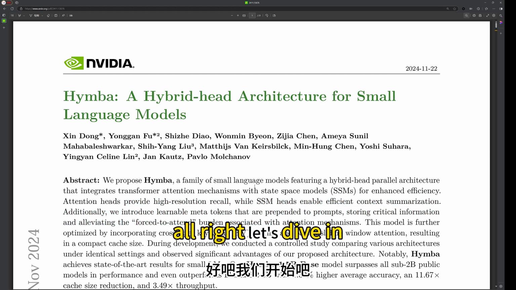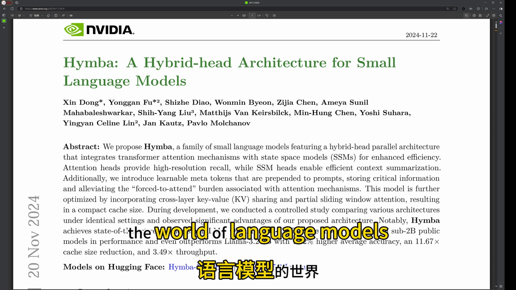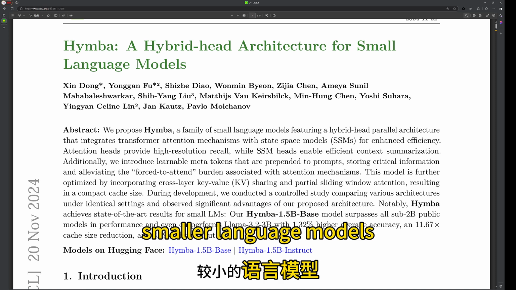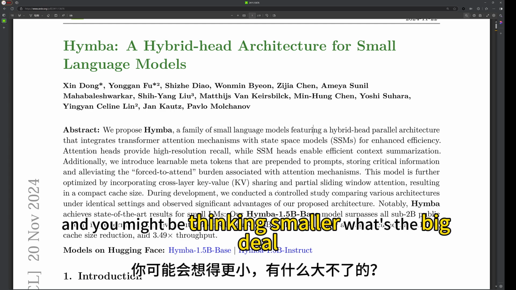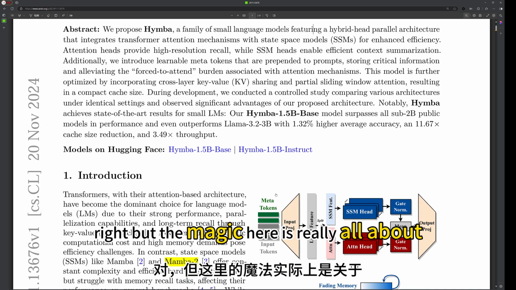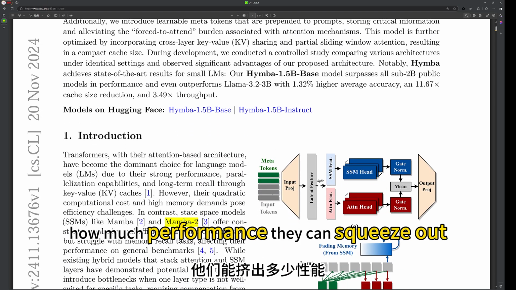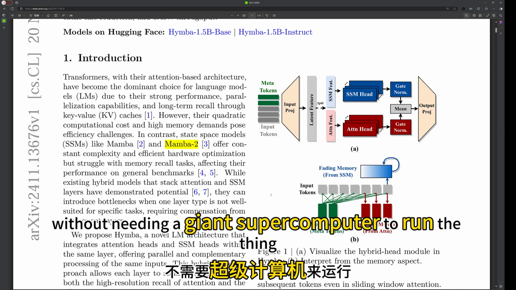All right, let's dive in. Today we're looking at something pretty interesting in the world of language models. We're talking smaller language models, and specifically one called Hymba. And you might be thinking, smaller, what's the big deal? Right. But the magic here is really all about how much performance they can squeeze out without needing a giant supercomputer to run the thing.